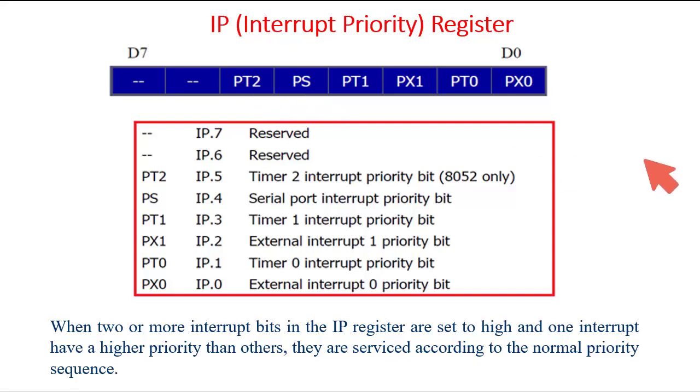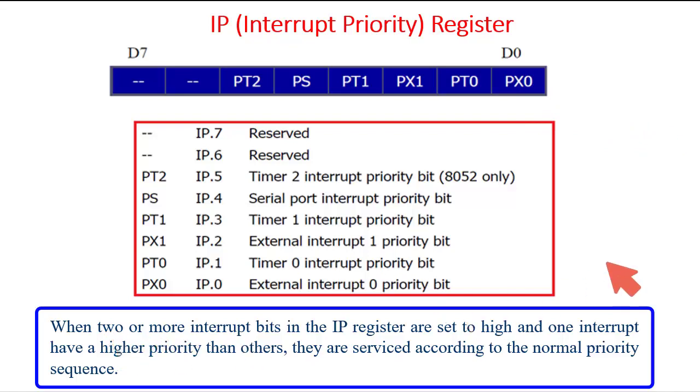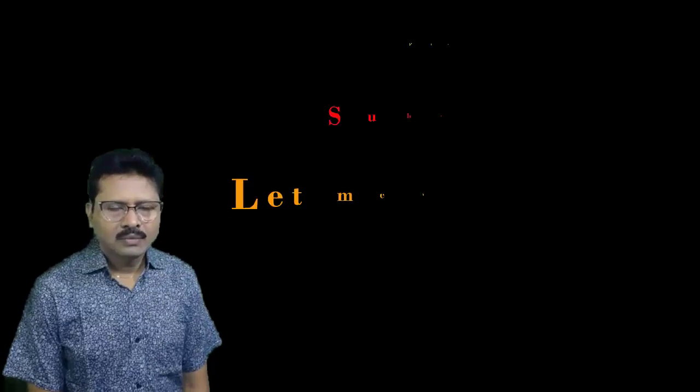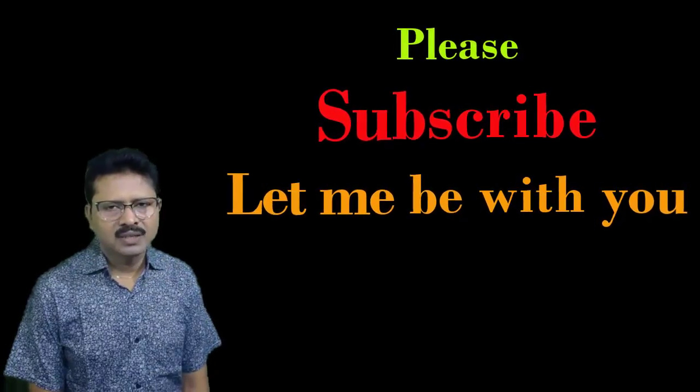Now what will happen if we have set more than one as logic 1? If any one is set as logic 1, that will be given the highest priority, no doubt. But if we set more than one as logic 1, then which one will get the priority? In that case, when two or more interrupt bits in the IP register are set to high, they are serviced according to the normal priority sequence. Means if more than one bit is set as logic 1, among those they will be sequenced as per the normal priority sequence.